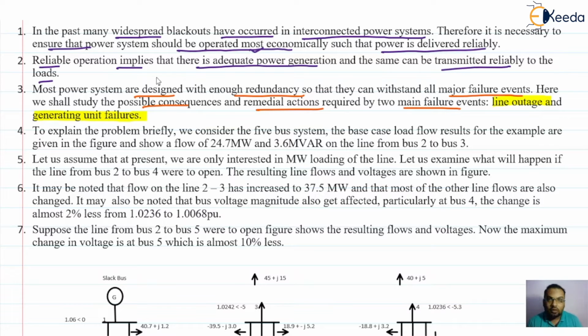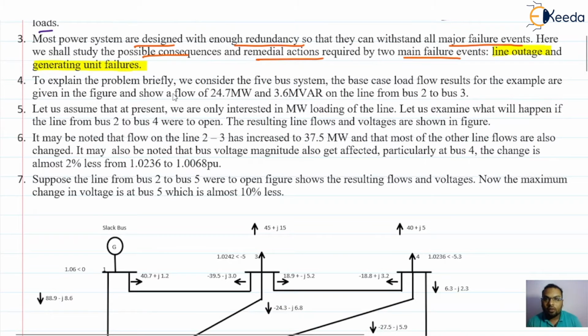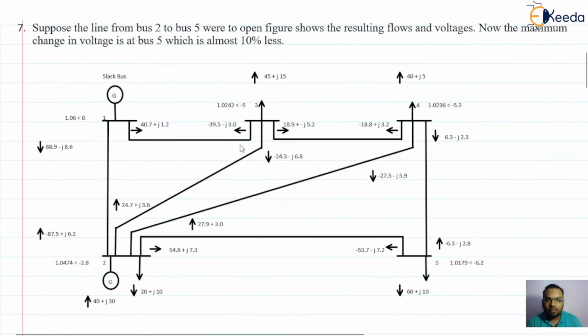To discuss this problem briefly, we consider the 5-bus system, shown in this figure. This is bus 1, this is bus 2, bus 3, bus 4, and this is bus 5. Here the generators are connected on bus number 1 and bus number 2, and of course bus number 1 is the slack bus. Again, the loads are connected at all the remaining buses: bus 2, bus 3, bus 4, and bus 5, we have the load.